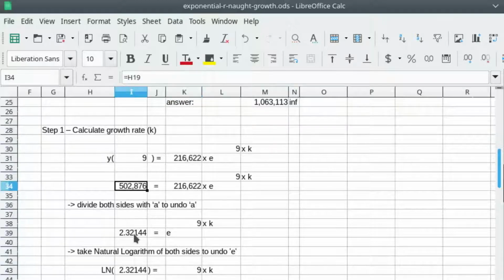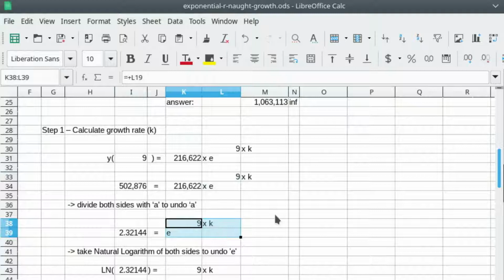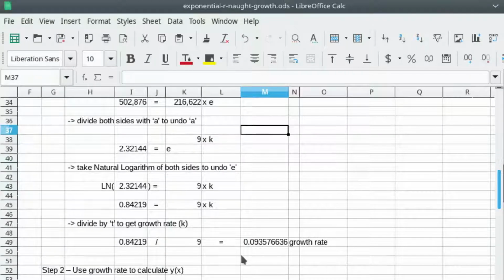So dividing 502,000 by 216,000 will give us 2.3 something, and we end up with just the e to the power bit on the right. We can now take the natural logarithm of both sides, and that will leave us with just 9 times k on the right side of the equal sign. It's then simply a matter of dividing the left portion by 9 and we get our growth rate. As you can see, the calculated growth rate for these numbers is about 0.0935.